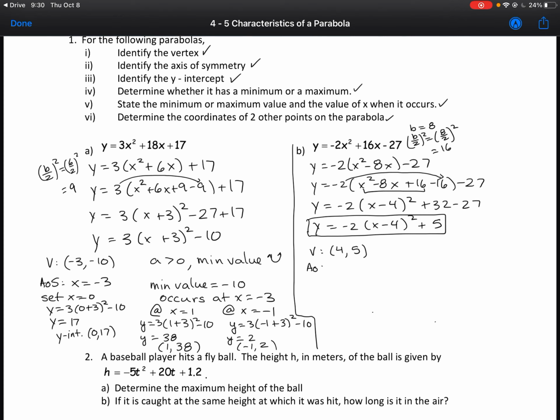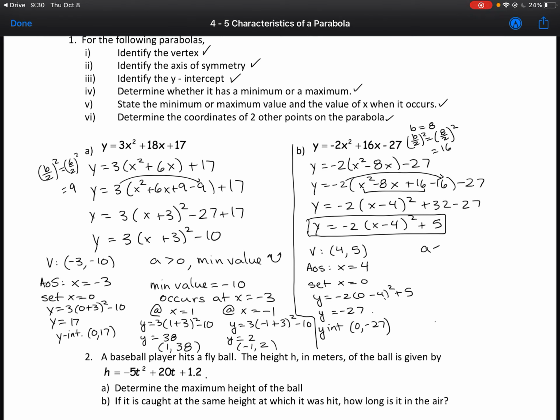My axis of symmetry is just the x-coordinate of the vertex. My y-intercept, I'm going to set x equal to 0. So I get y equals minus 2 times 0 minus 4 squared plus 5. And then I get y equals, so minus 4 squared is 16. 16 times minus 2 is minus 32. Plus 5 would be minus 27. So my y-intercept is 0, minus 27.